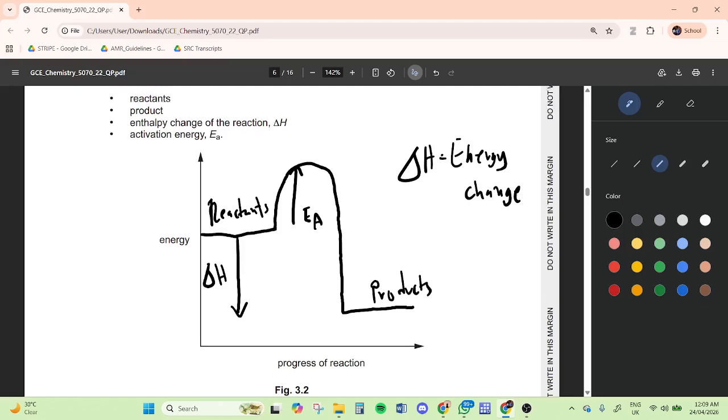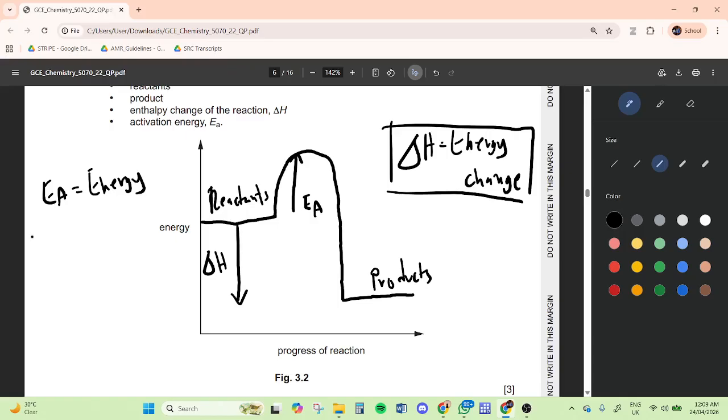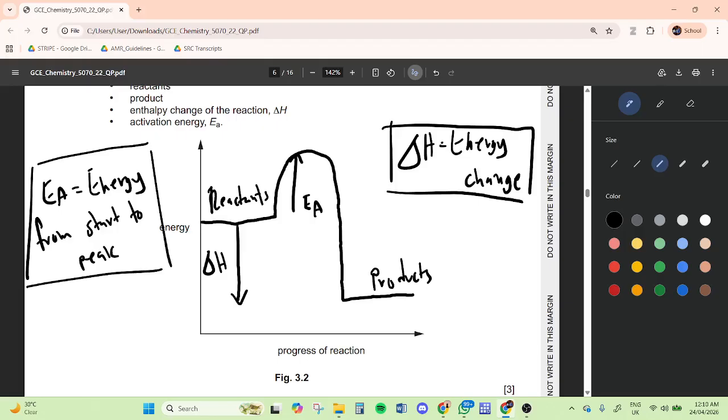Very simple, very easy to get marks, as long as you remember that del H is just the energy change and that your activation energy is energy needed for the reaction to happen. Energy from start to peak. I feel like that's a good way to remember. As long as you remember that is the energy you need to get from start to the peak of the reaction, you'll be fine.